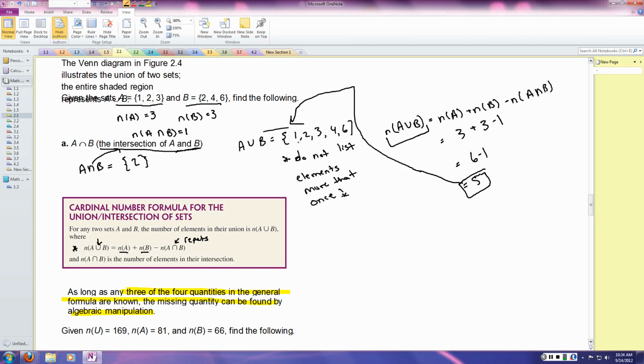And I got that here, 1, 2, 3, 4, 5. So notice I don't list the elements that repeat, and the intersection tells you how many elements are common to A and B together. So these are the number of repeats. If I add 3 plus 3, I need to subtract the repeat to get 5. So there's going to be 5 elements in this union of A and B.